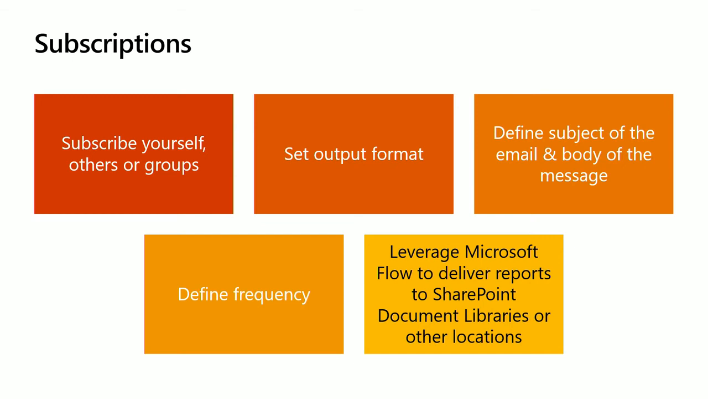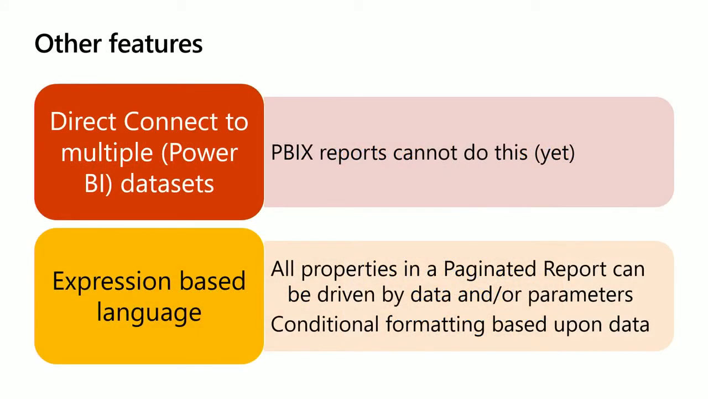It's true. We can define frequency, and you saw John was able to do it down to the hour. Why is that? Because you have to be in a premium workspace in order to do this, which means up to 48 times a day, which means that we can do that particular style. And this does leverage Microsoft Flow to deliver reports to SharePoint document libraries. I already said that one, so I'm not going to read the slide. All right. This one was you, I think?